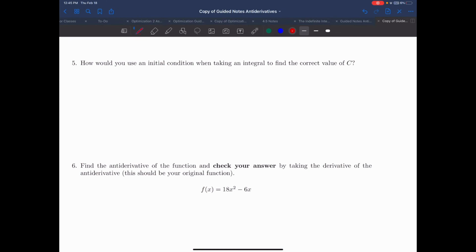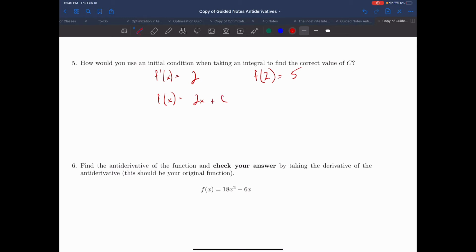So number 5, how would you use an initial condition when taking an integral to find the correct value of c? Generally, these are given to you in this format. So you'd have some derivative given to you, and then you'll have some value like f of 2 equals 5, for instance. Okay, so what we're going to do is find the antiderivative. So the antiderivative of f prime is just going to be f. And then we antiderive the function 2, which would just be 2x plus c.